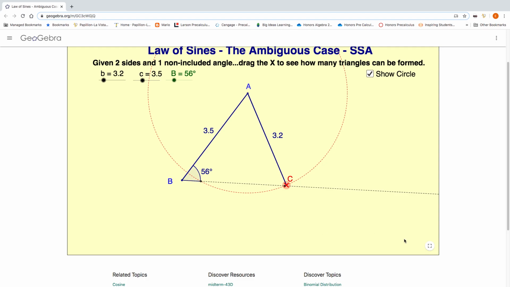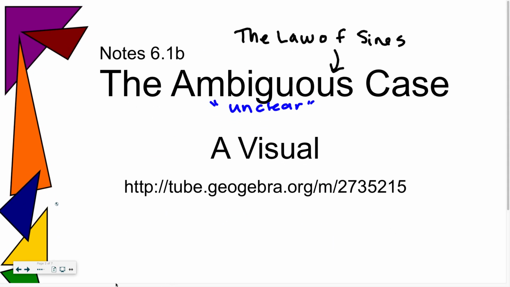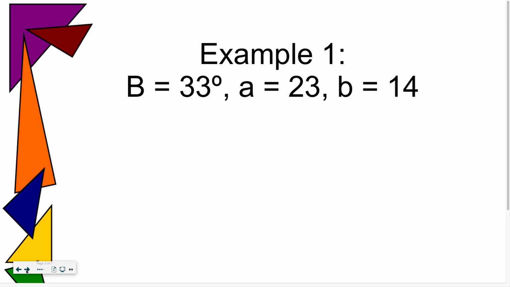Okay, so let's go back to our notes and we'll do an example. And you'll want to have a calculator so you can calculate along with us. We're going to do angle B is 33 degrees, side A is 23, and side B is 14.